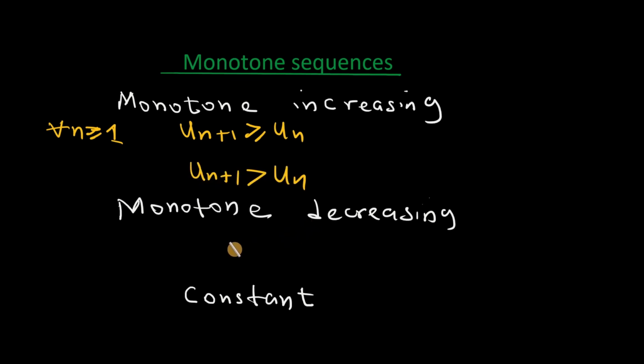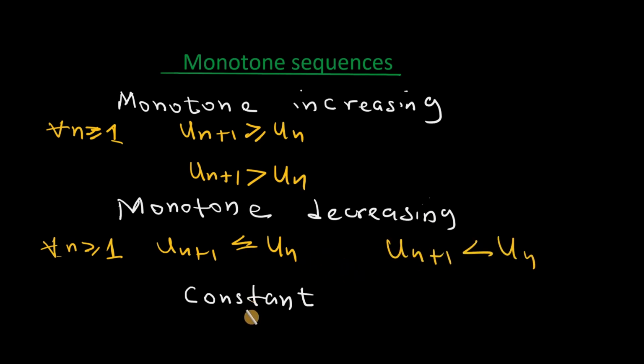A sequence UN is monotone decreasing if for all n greater than or equal to 1, UN plus 1 is less than or equal to UN. If the sequence is strictly monotone decreasing, then UN plus 1 is less than UN. A sequence is said to be constant if UN plus 1 is equal to UN. That is, UN plus 1 minus UN is equal to 0.